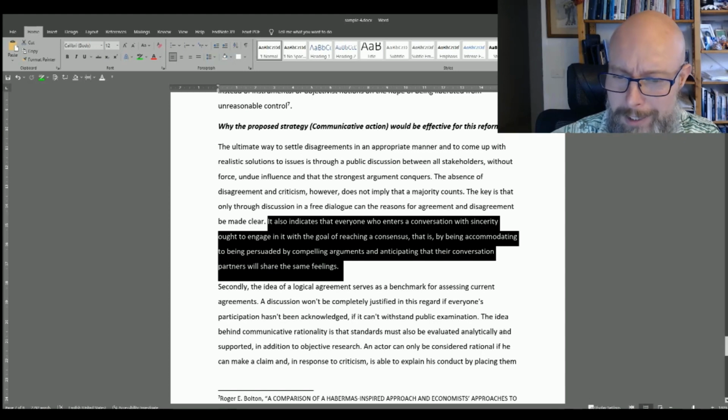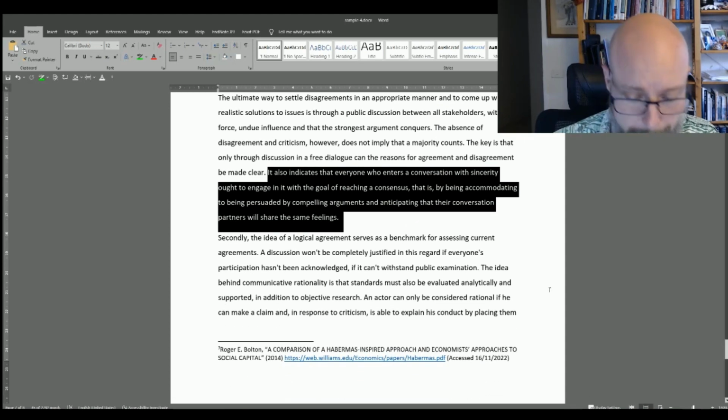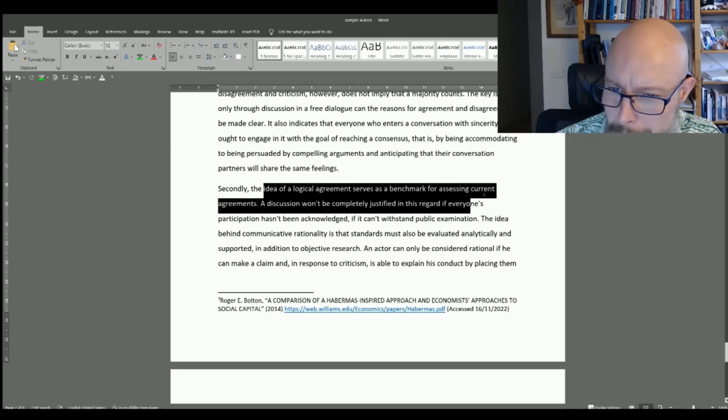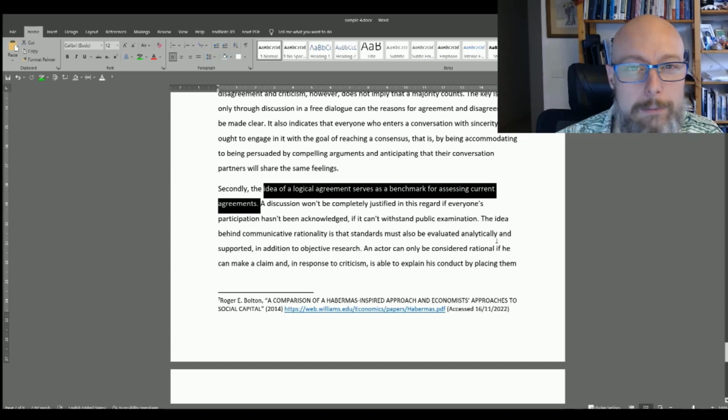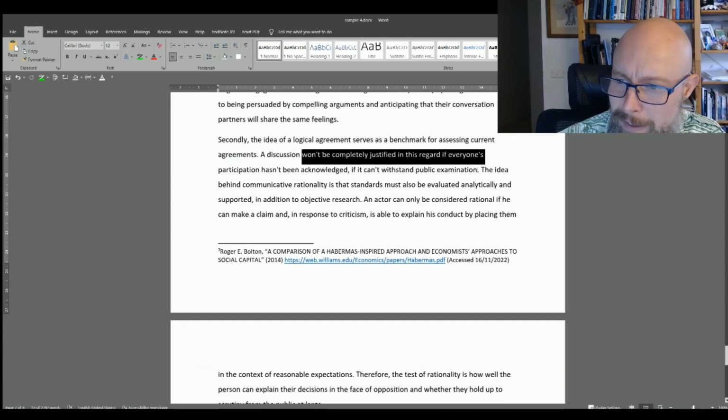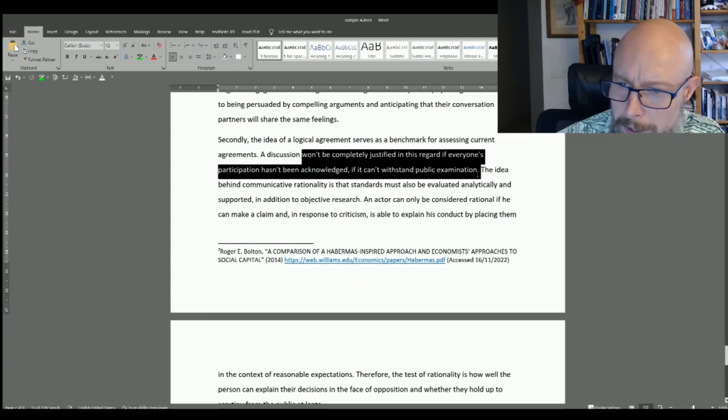Everyone should try to reach consensus in every conversation. I disagree. A logical agreement serves as a benchmark for assessing... I don't know what that means. What does that mean? A discussion won't be justified if everyone's participation isn't acknowledged. What are we talking about now? But again, are we talking about something about the electoral? What are we talking about now?